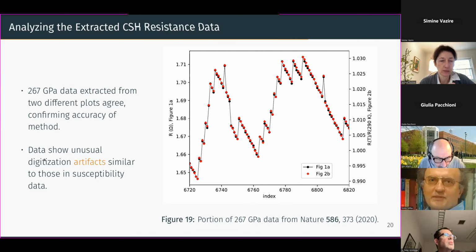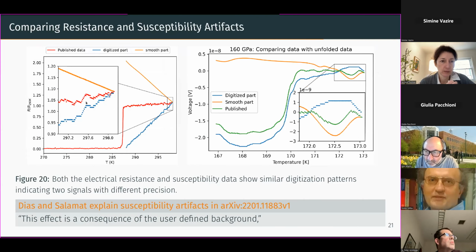And we see these very unusual digitization artifacts, very similar to those in the susceptibility data. There's sort of smooth data, and then these discrete jumps that all happen to be the same size. So you can disentangle these jumps from this smooth part, just like was done for the susceptibility data. So here's the susceptibility version. The green is the published data. You can disentangle it into these discrete jumps and this smooth cubic spline. And something similar can be done here for the resistivity data.